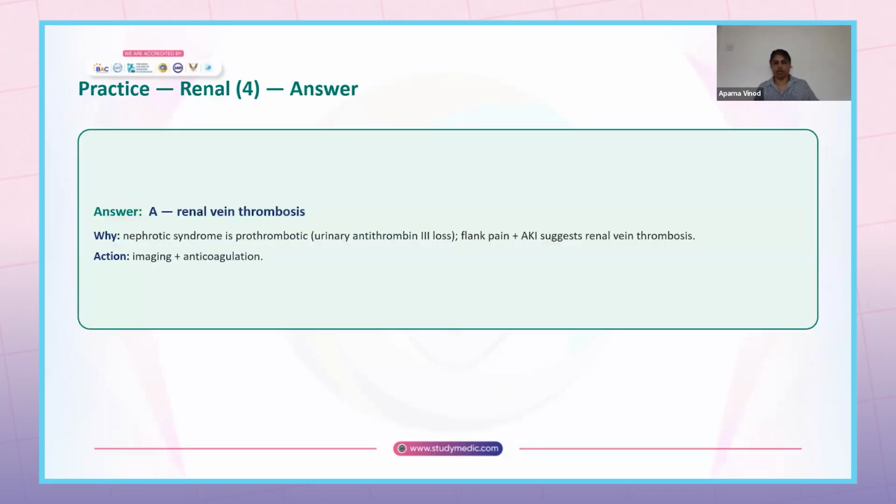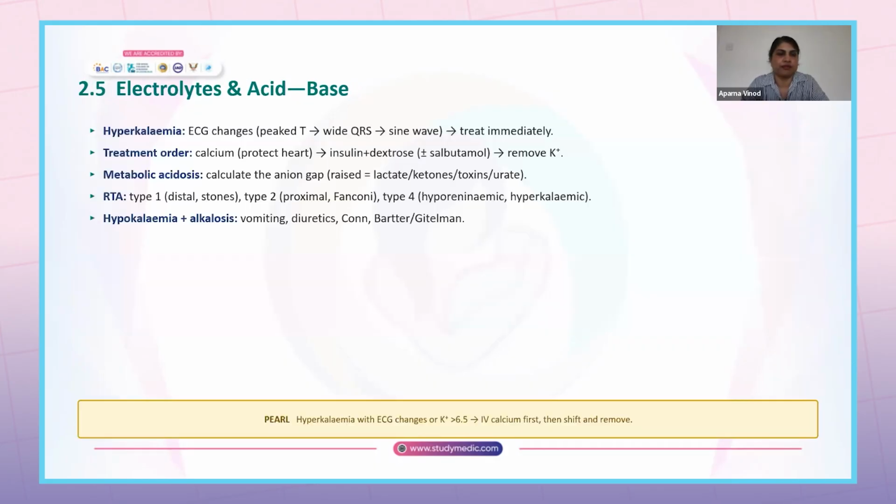So nephrotic syndrome is prothrombotic, because antithrombin 3 is lost. There will be flank pain and AKI in renal vein thrombosis. So how do we proceed with it? We have to do imaging to confirm the diagnosis, and treatment is anticoagulation.